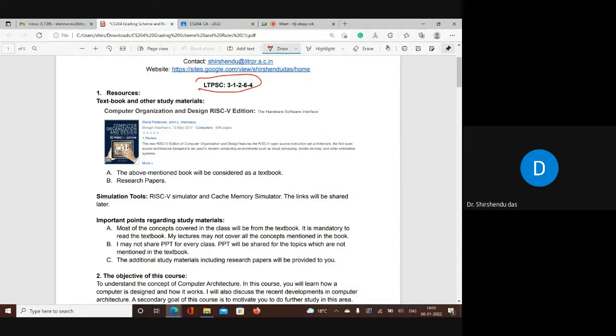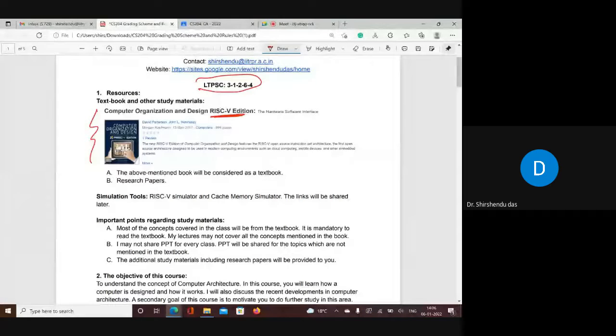Okay, so I'll start with point one, the resources: the textbook and other study materials. This is the textbook that I will follow throughout the semester: Computer Organization and Design, RISC-V edition. This part is very important, RISC-V edition, because this book is also available for other instruction set architectures. But we'll follow this version. The authors' names are also mentioned here. The book is available in the library, and I think a soft copy of an older version is also available on the internet. So you can download the soft copy, or you can purchase a copy for yourself.